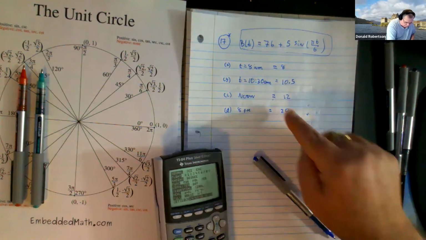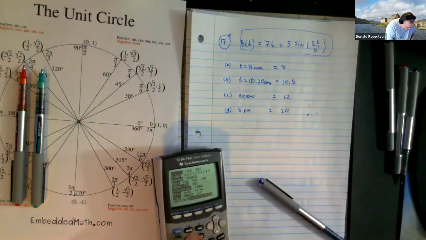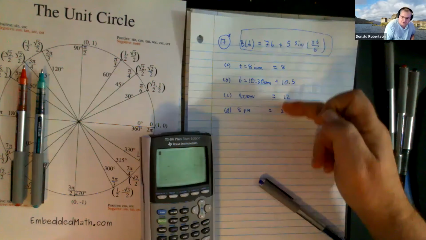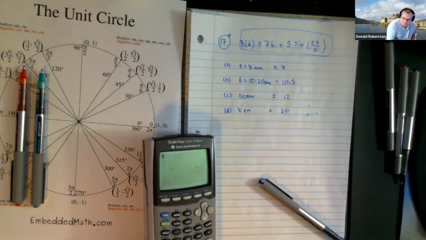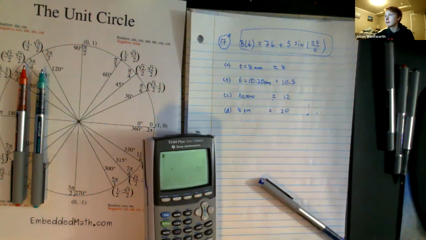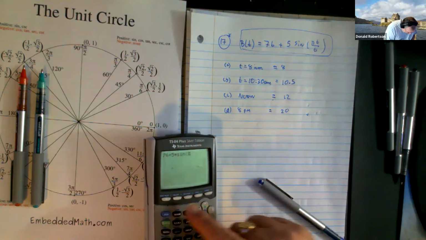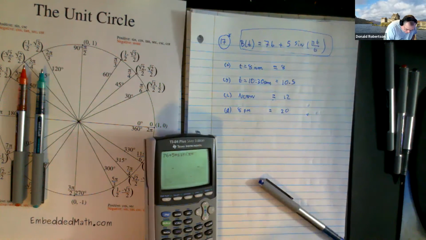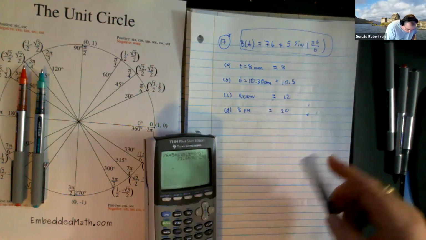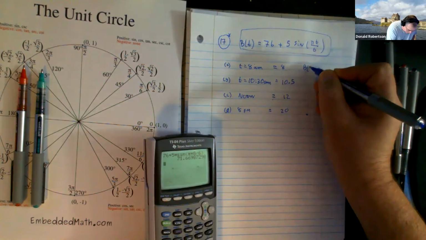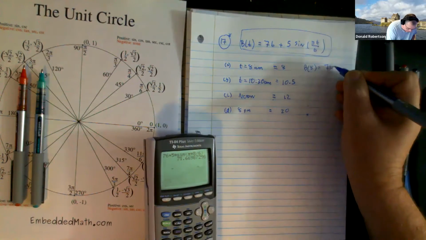Right, which one of those 4 do you want me to do? Because I'm not going to do all of them because it's the same calculation. Any particular choice? 8 a.m. So you want 8 a.m., you go 76 plus 5 times the sine, pi button, times 8 a.m. divided by 6, close the brackets, and the answer is, to 1 decimal place anyway, 71.7.